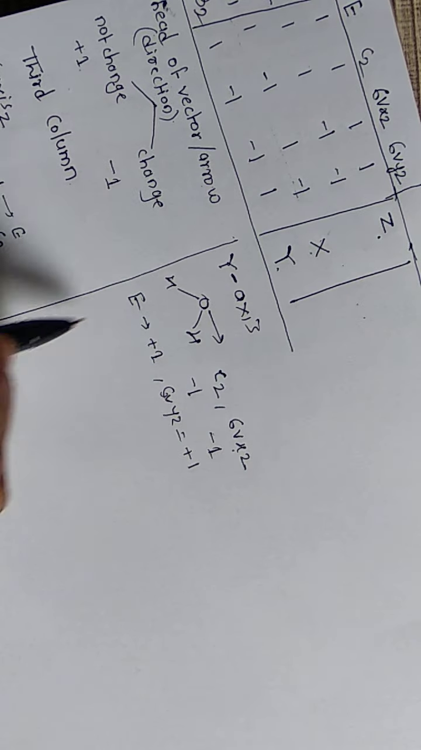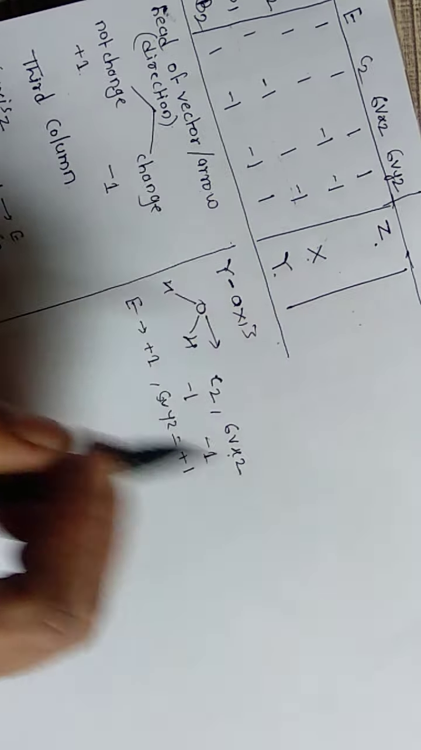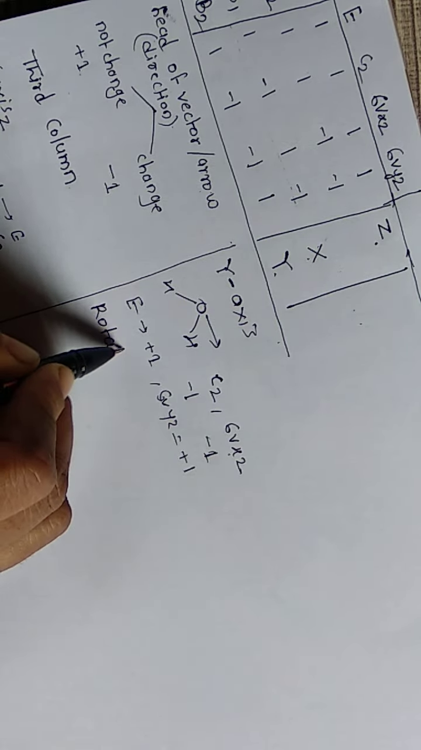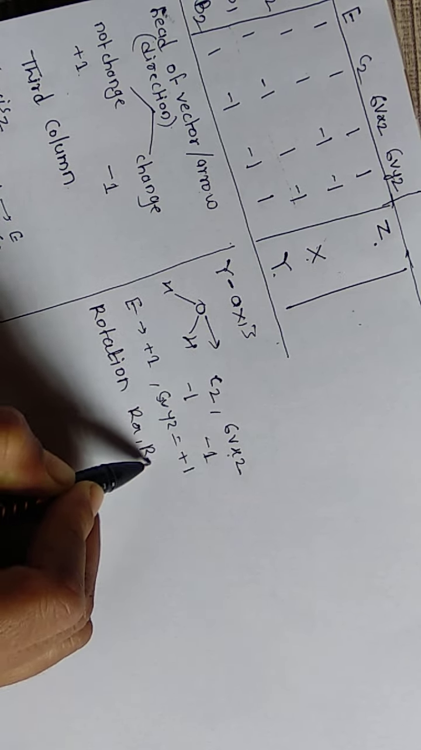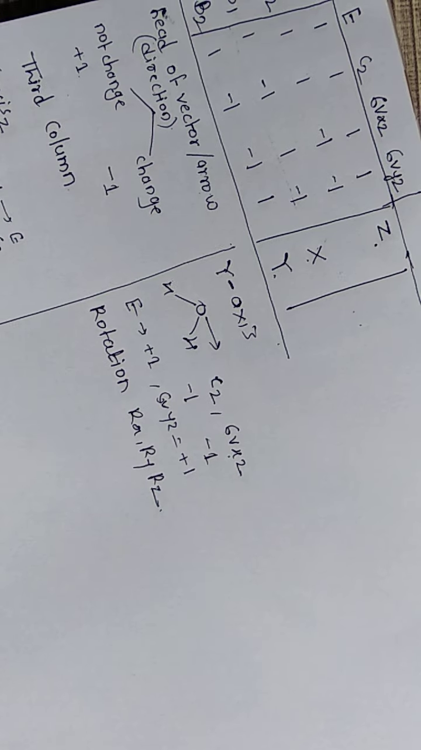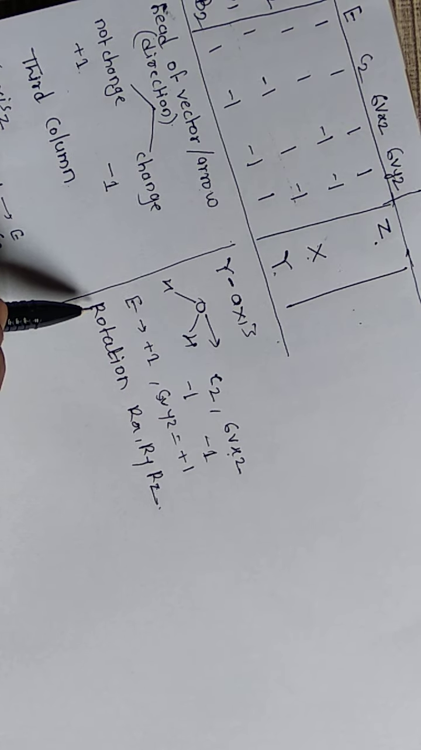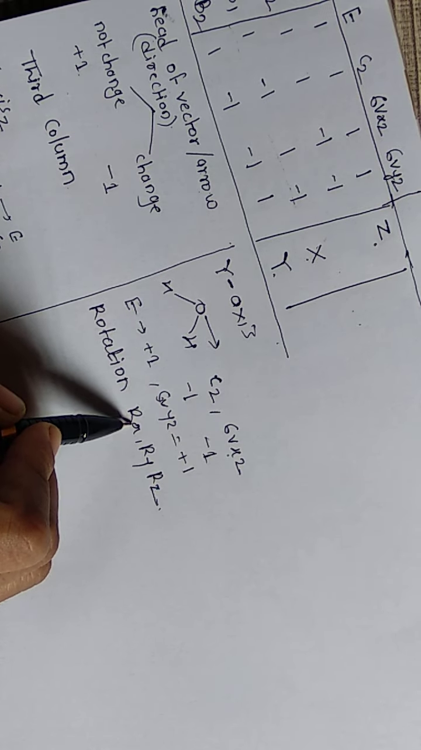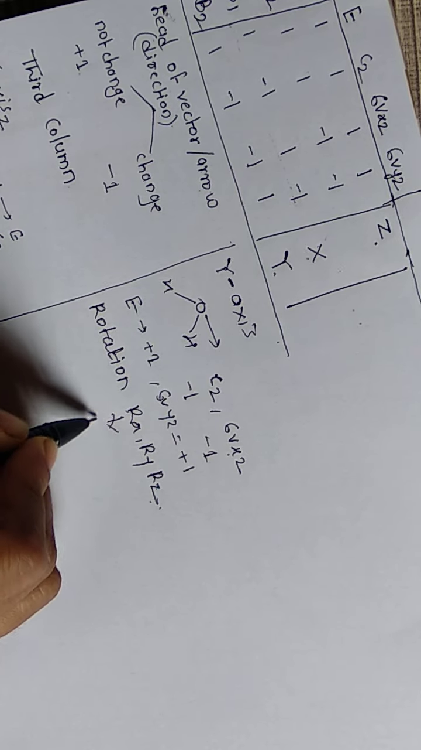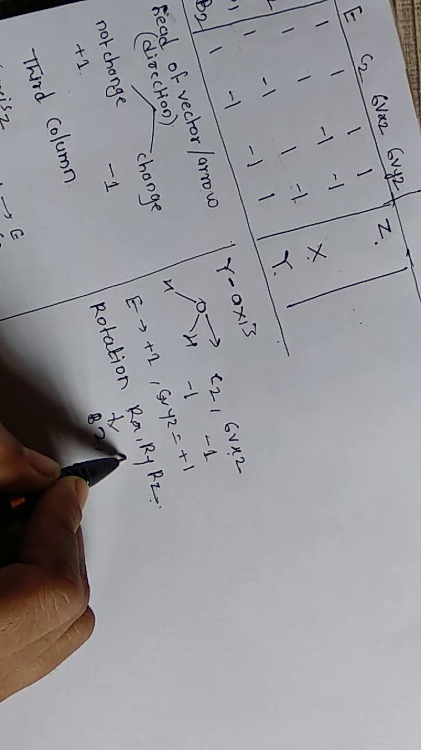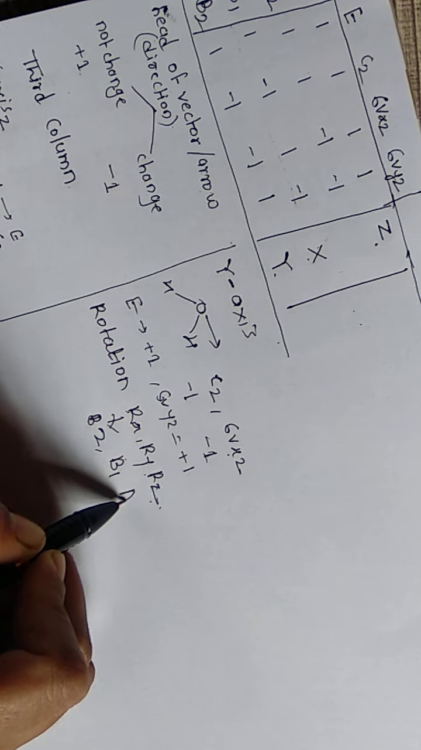Now we see the rotation axis, because the third column is about the vectors or the rotation axis. Rotation axis means Rx, Ry and Rz. Rx belongs to B2, Ry belongs to B1 and Rz belongs to A2.